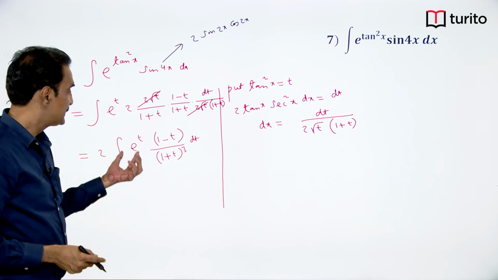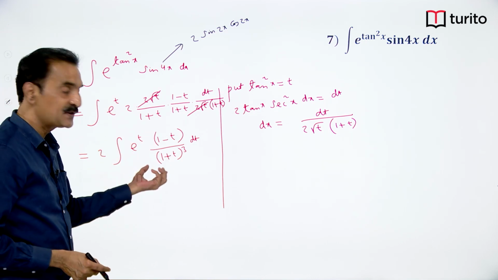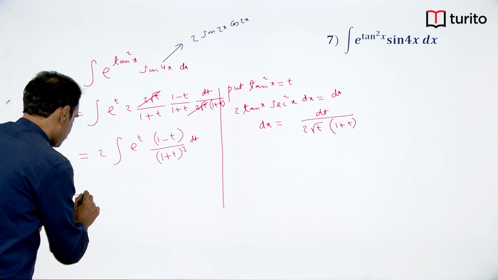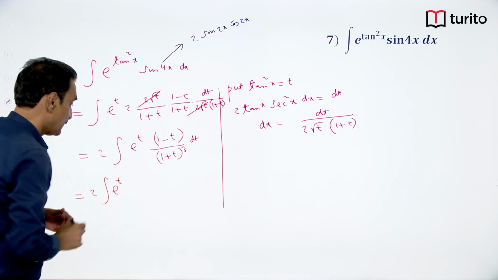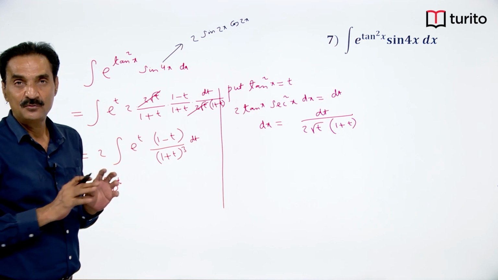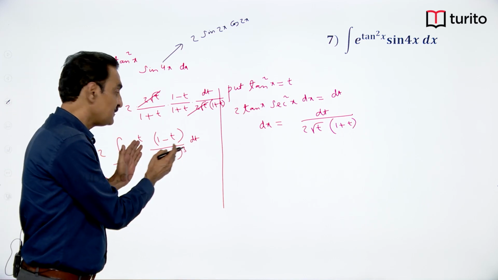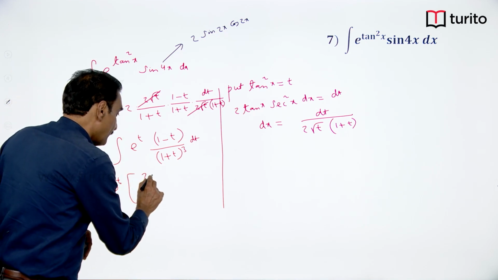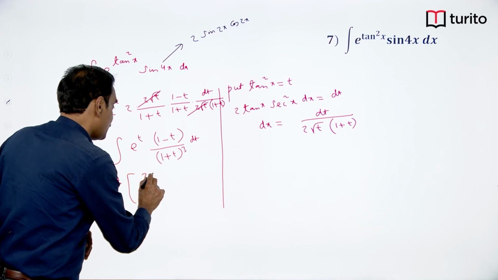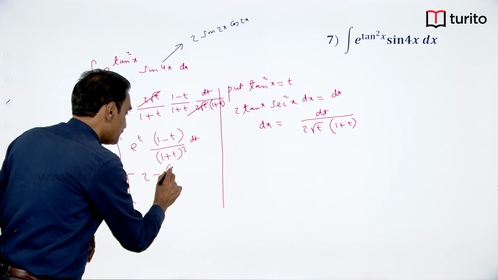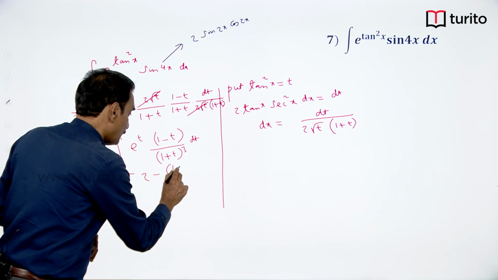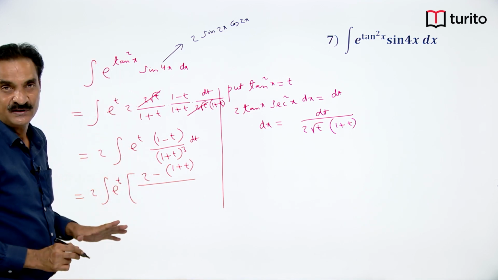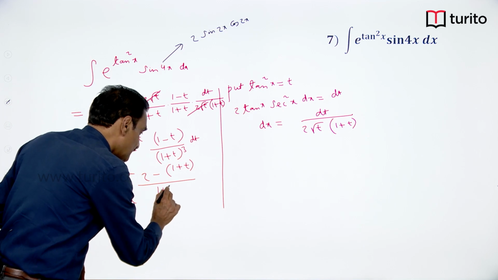What is the method now? Since e power t is present, we should write the remaining function in the form of f of t plus f dash t. How to write? You should get that idea how to write the numerator so that this will become f of t plus f dash t. We can write it as two minus of 1 plus t. Check, 2 minus 1, 1 minus t divided by 1 plus t whole cube.